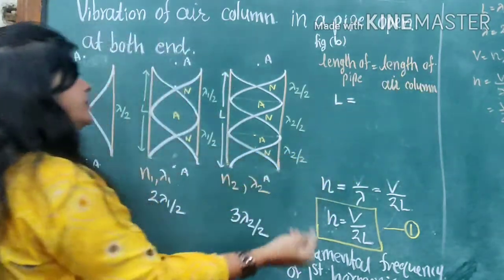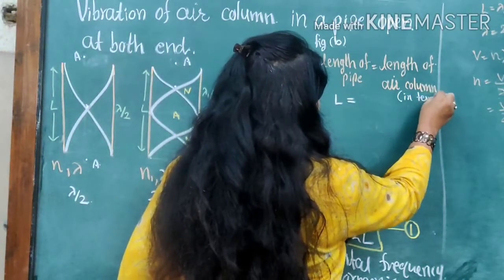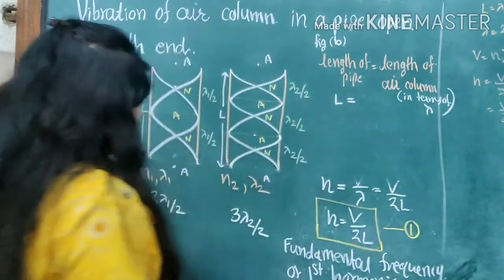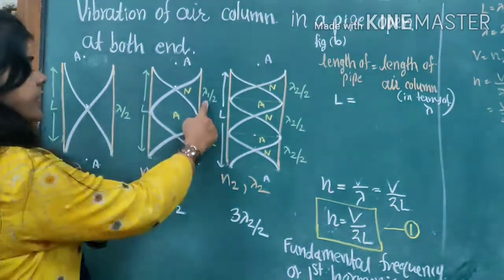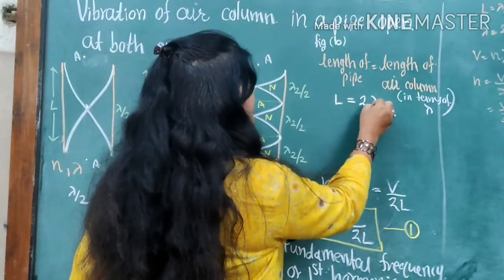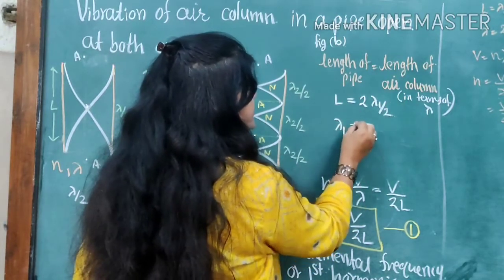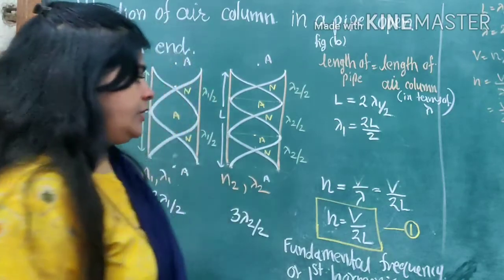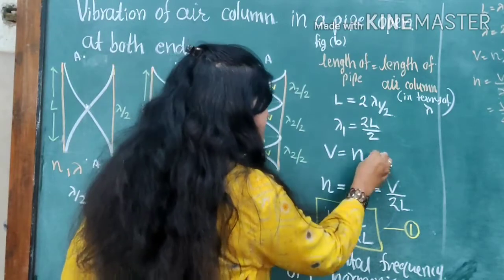the length of the air column in terms of wavelength, in brackets. What is that in terms of wavelength? Already I mentioned lambda 1 by 2, lambda 1 by 2, lambda 1 by 2; the addition gives 2 lambda 1 by 2. We'll write simply 2 lambda 1 by 2. Then our aim is that lambda 1 is equal to 2L upon 2.